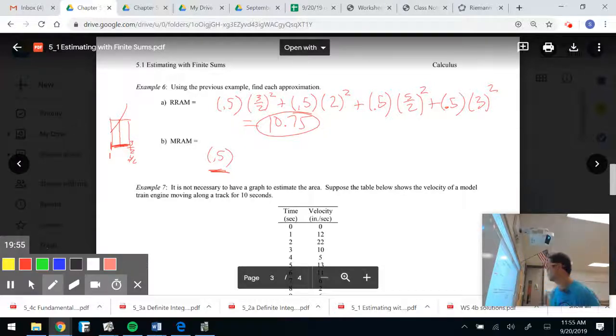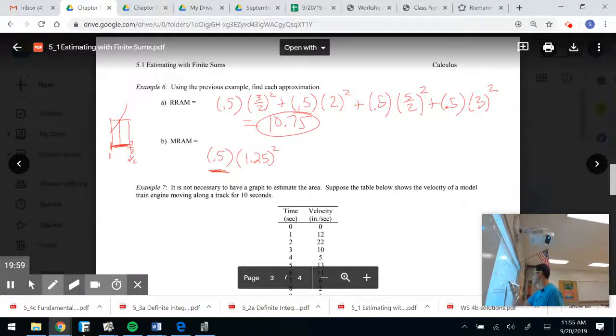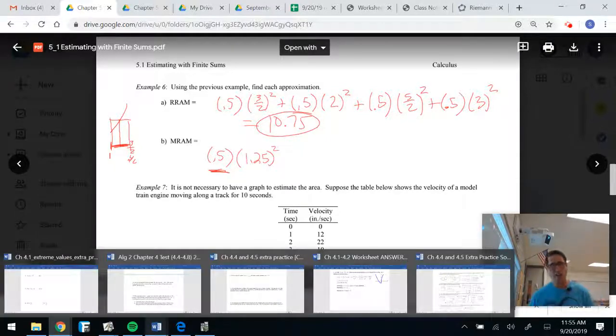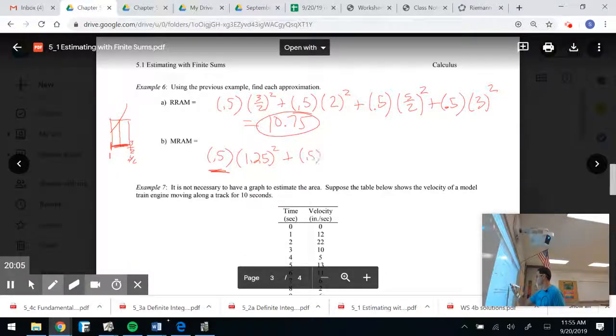Well, what would that be? Believe it or not, that would be 1.25. And I'm going to square that. Make sense, class? And we do that for each one. Okay, so the next one would be 0.5 times, well, let's think about it. It's going to be between 3 halves and 2, right, class? What's between 3 halves, or 1.5, and 2? That'd be 1.75. Kind of makes sense?